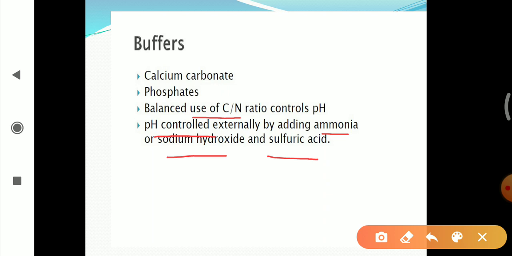This is all about the buffers that regulate the pH in the fermentation medium. Sometimes the natural medium has its own buffering capacity, or sometimes we add an artificial buffering agent such as phosphate, calcium carbonate, ammonia, sodium hydroxide and sulfuric acid. These are all added to regulate the pH of the medium.